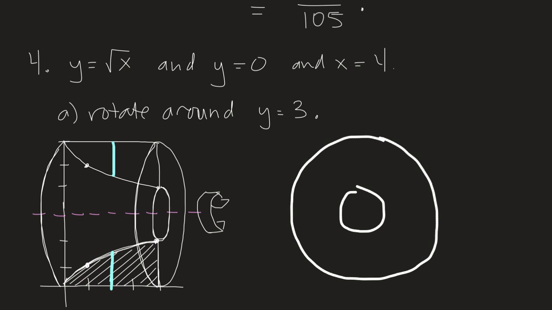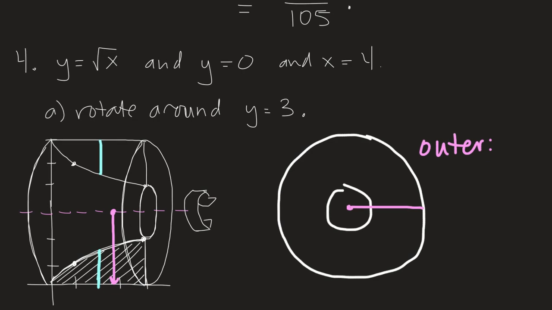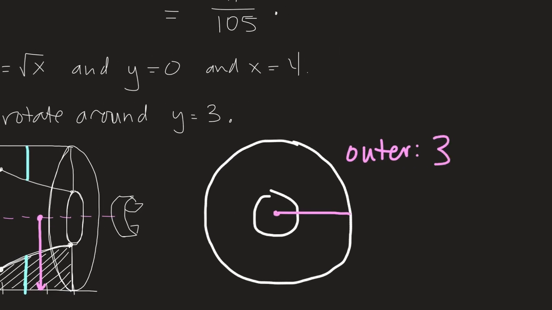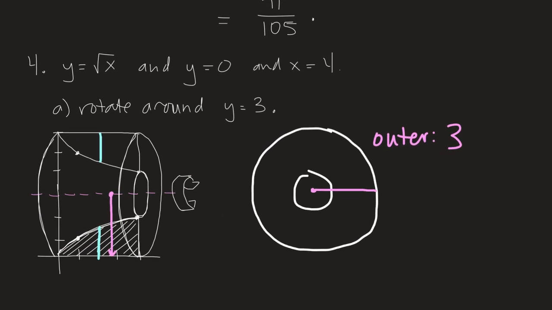So let's talk about the outer radius. How far is it from the center to the outer? So that's here, right? From the center to the outer. How far is that? That is always going to be 3 units. Okay, so the outer radius is going to be 3. So if this were a cylinder, it would have a radius of 3 and a height of 4. Right? Because this is 4 from 0 to 4, and the radius of this thing is going to be 3. Okay? And what about the inner?